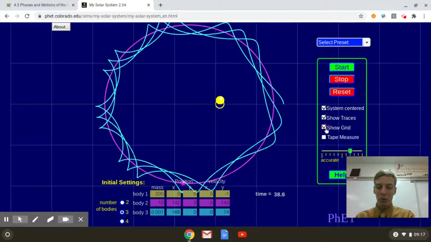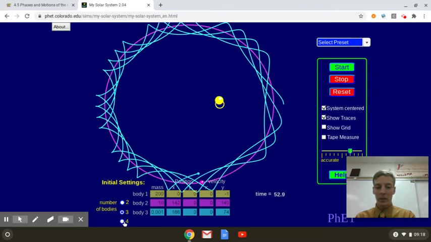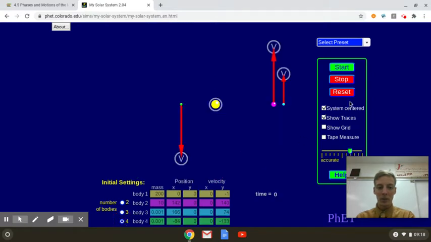You can show the traces. We could show a grid. Let's get rid of that. We could have a tape measure. We don't need that. You can't really change these masses and initial positions, but you could do other things. And then it nearly finishes. It doesn't reconnect the first time it goes past. It's not an even interval, so we're not going to wait for that to finish.